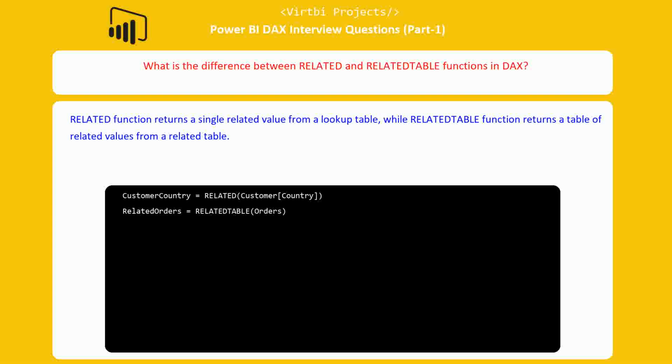In the customer country calculation, related retrieves the country value from the related customer table. In the related orders calculation, relatedtable returns a table of orders related to the current row in the context.